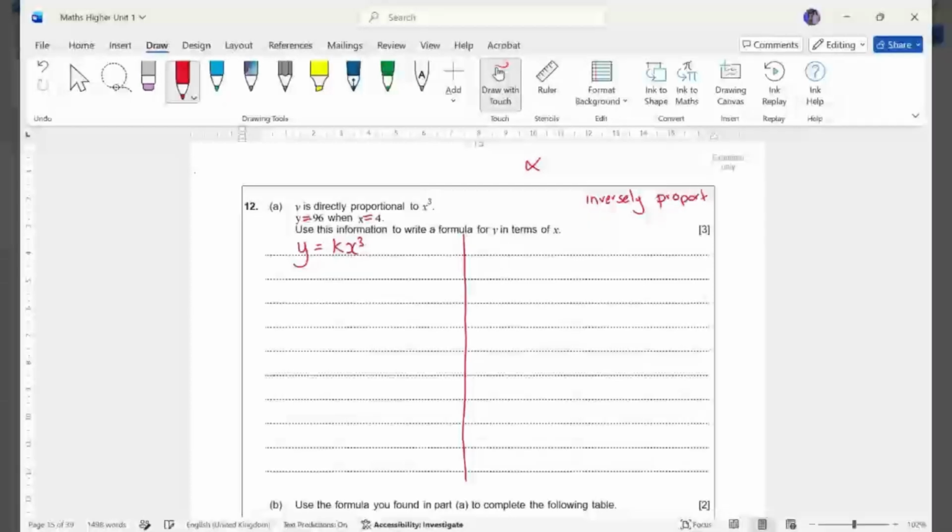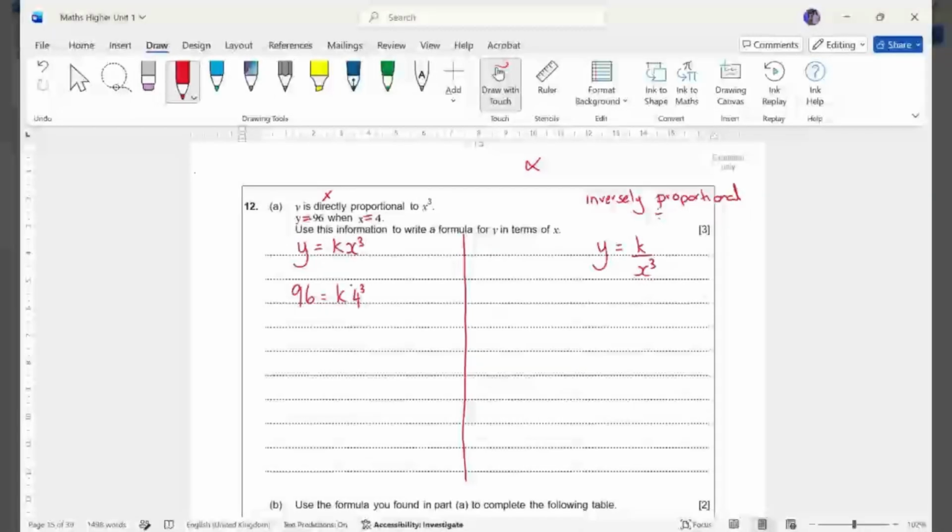Now it doesn't have to be x cubed either. It could be just x, it could be x squared, it could be the square root of x. But if it's inversely, you'd put k divided by x cubed. So directly, k times the thing, inversely, k divided by the thing. Then you put in your numbers. y equals 96 when x equals 4.